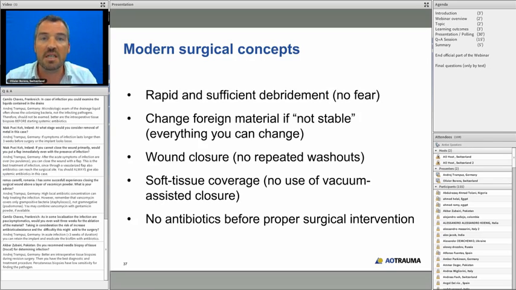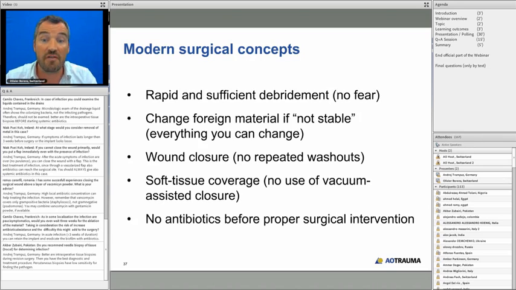So we should decrease the load of bacteria. We need to close the wound. We should not go for repeated washouts. Every new washout is going to increase the risk of superinfection, so we should debride as much as possible without fear and get the wound closed.